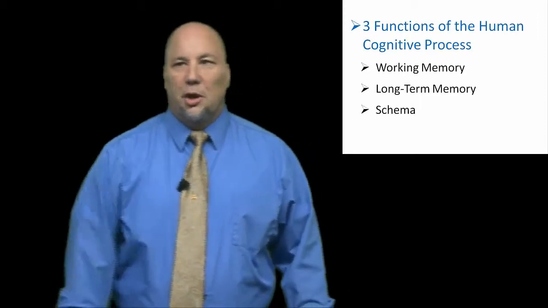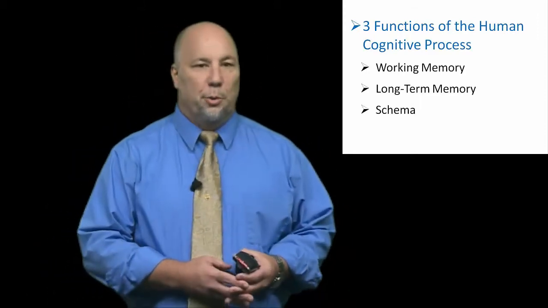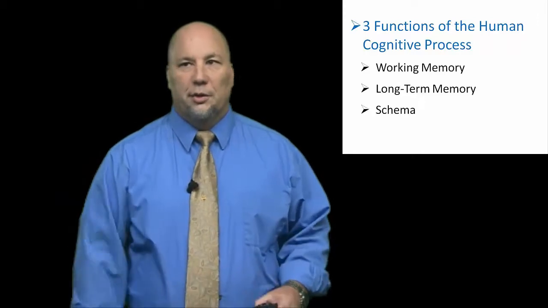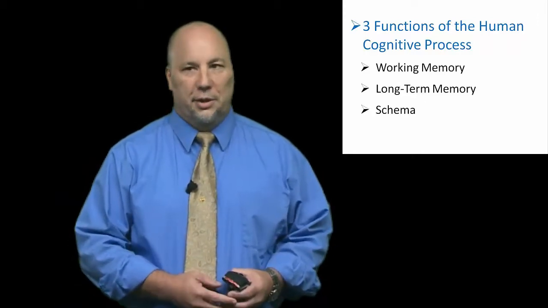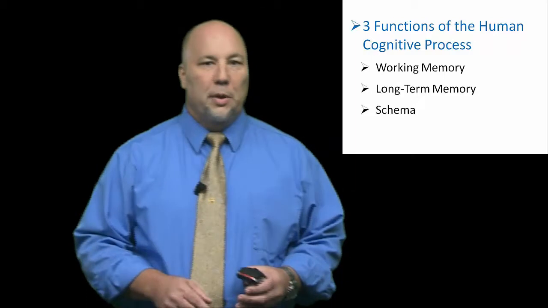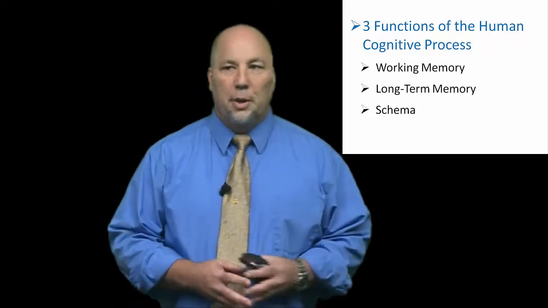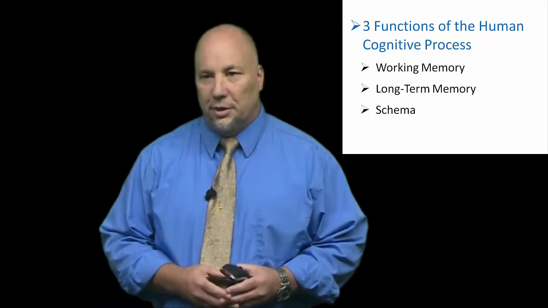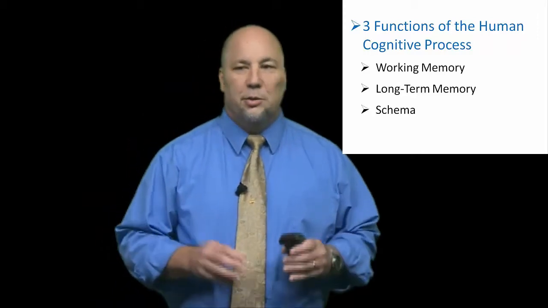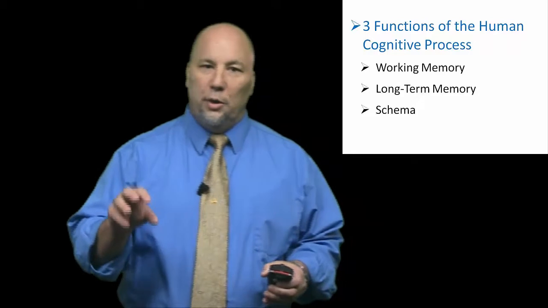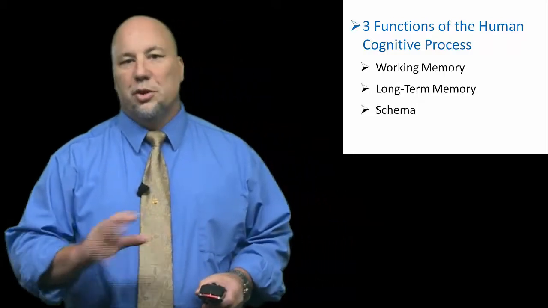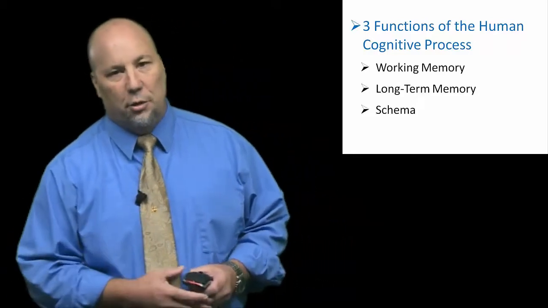Next piece that we're going to talk about is the architecture of the human brain. The three functions of the human cognitive process are working memory, keeping in mind that working memory has limitations, long-term memory, which does not have any limitations, and then schema. This is what we place newly found knowledge into schemes that we already have built in our long-term memory.